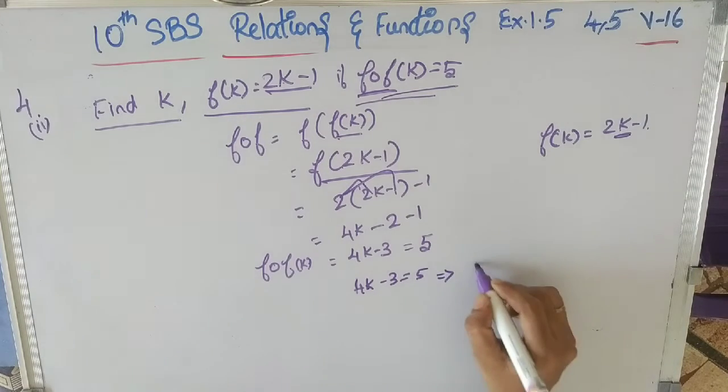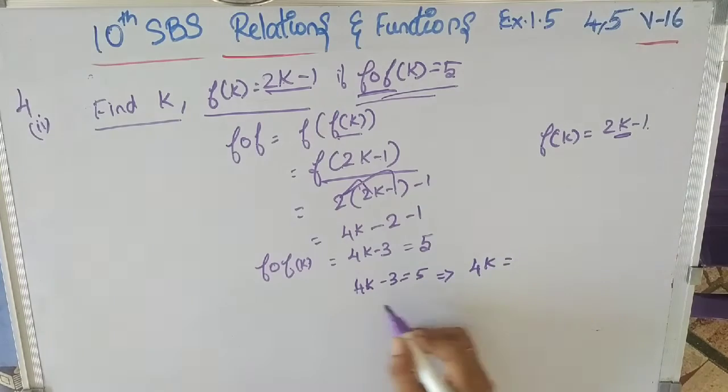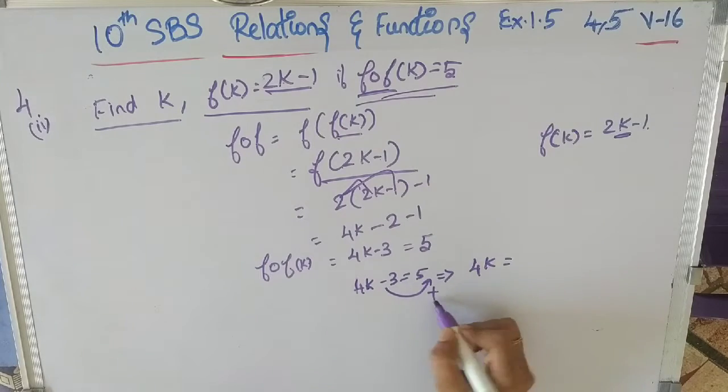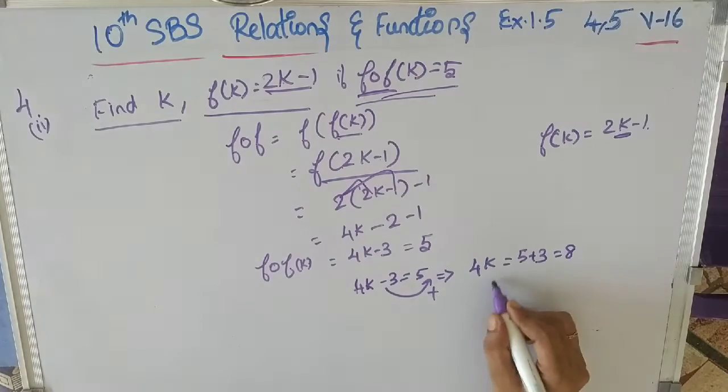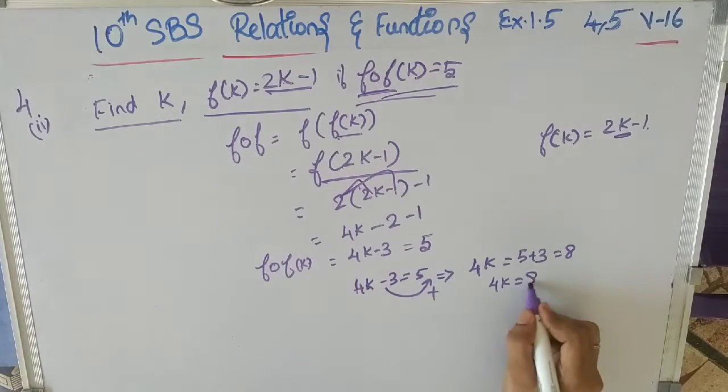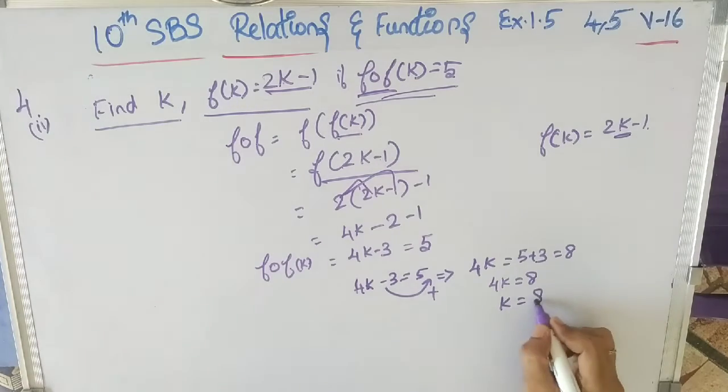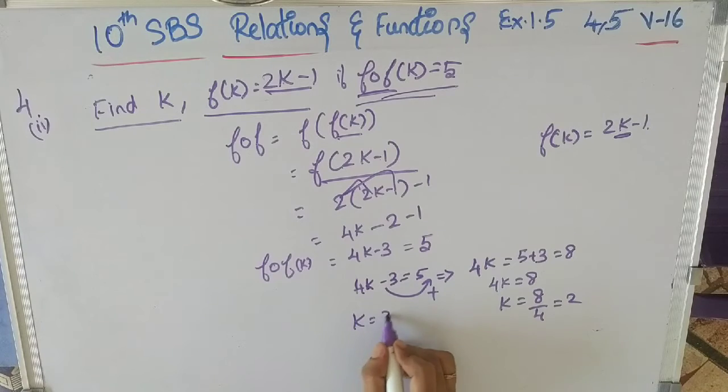4k is equal to 5 plus 3, because minus 3 on going to the right hand side becomes a positive number. So 5 plus 3, so 4k is equal to 8. Okay, so k is equal to 8 divided by 4. So that is equal to 2. 8 divided by 4 is equal to 2.